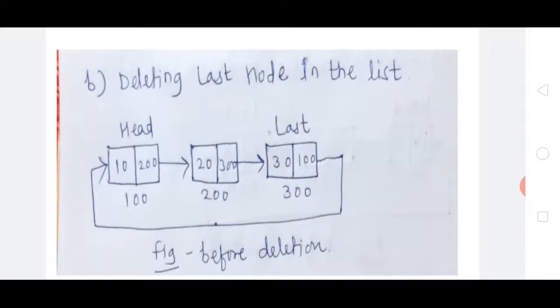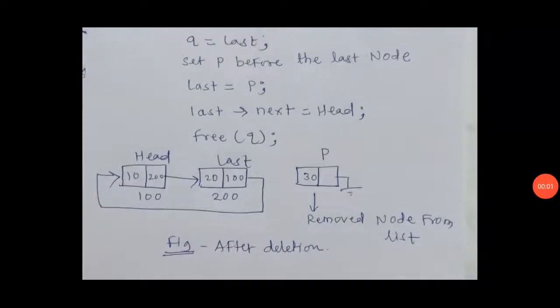Now we can see deleting the last node in the list. This is the figure before deletion. Before deletion, the figure contains 3 nodes, 10, 20 and 30. Now we have to perform the operation of deleting the last node. First, we assign the address of the last pointer to the pointer variable q. Now set p before the last node, the node you want to delete. Then the next statement is last is equal to p, meaning whatever address is stored in pointer variable p is assigned to pointer variable last.